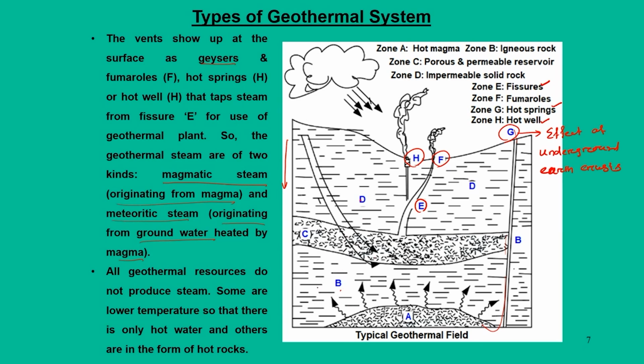That means, to go into this we need to go towards maybe 32 kilometer deep to arrive at this zone B. That is one way.